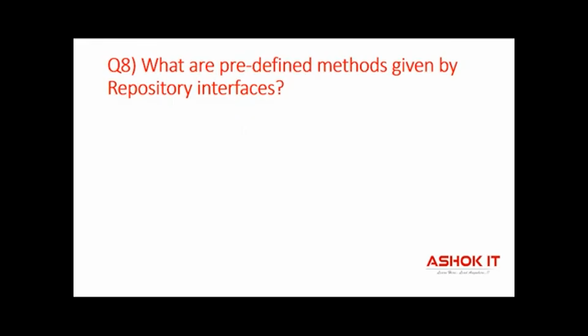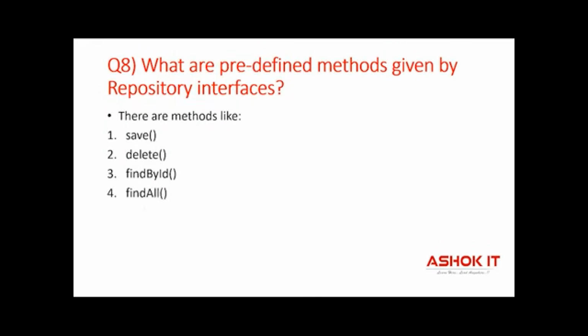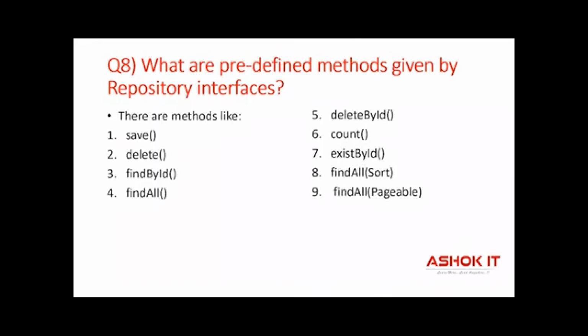What are the predefined methods given by repository interfaces? This is also asked mostly. You see some set of methods I'm giving. Save. This method behaves like either insert or update. Find by ID to fetch one row of data as an object based on the primary key. Find all to fetch all the DB records. Delete by ID to delete one record based on the primary key. Count to know how many records are present in the database table. Exists by ID, whether the given ID exists or not. It returns Boolean. Find all with a sorting concept. Find all with a pageable. These are a few methods I gave. There are a lot more.